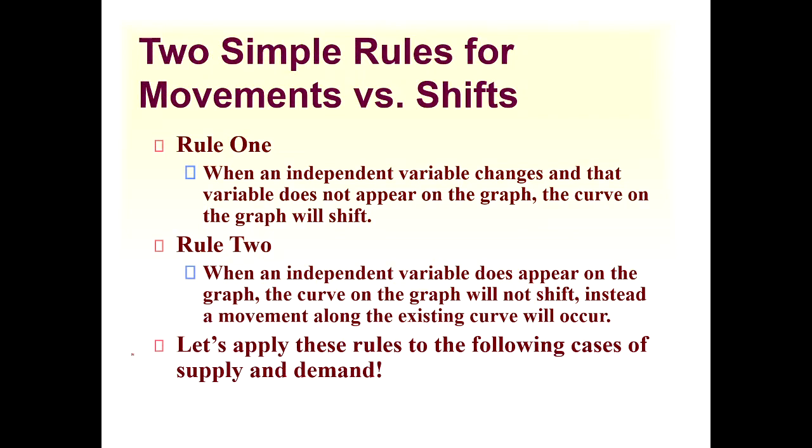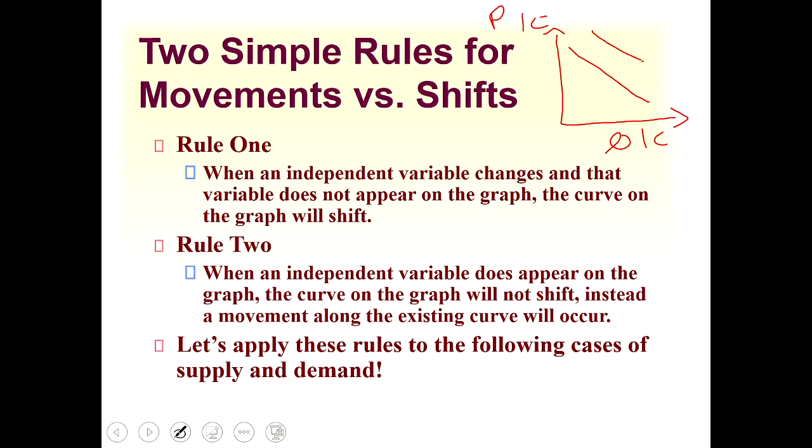Next, we have two simple rules for movements versus shifts. So we have a demand curve here, right here. So this is the demand curve. It can be a demand curve of anything, but let's continue with ice creams. Here we have the price of ice cream. Here we have the quantity of ice cream. So when the demand curve goes from here to here, we say that the demand curve has shifted. We call it a shift in the demand curve, as this word here says.